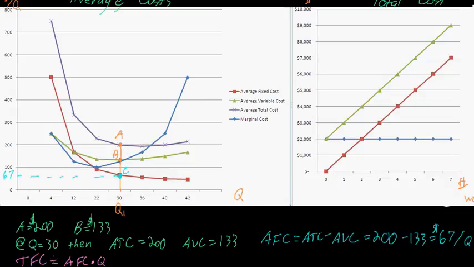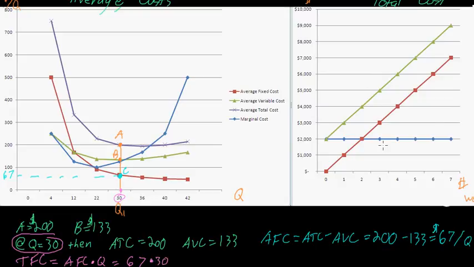So we figured out our average fixed cost when we were using this light blue color to be $67. So we have $67, and we know that we're at 30 units of output. We know that we're at 30 units of output because Q1 right here, which I wrote down over here, is 30. And you can see the 30 right there. So we have 67 times 30.